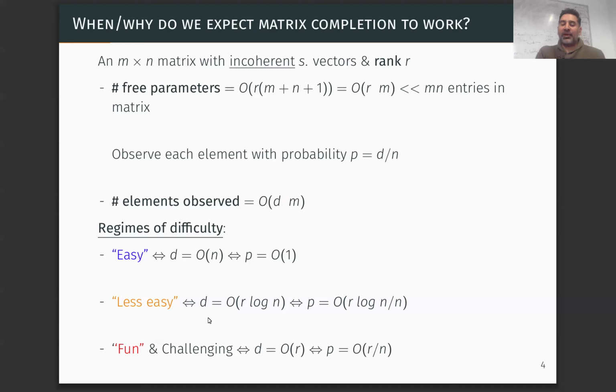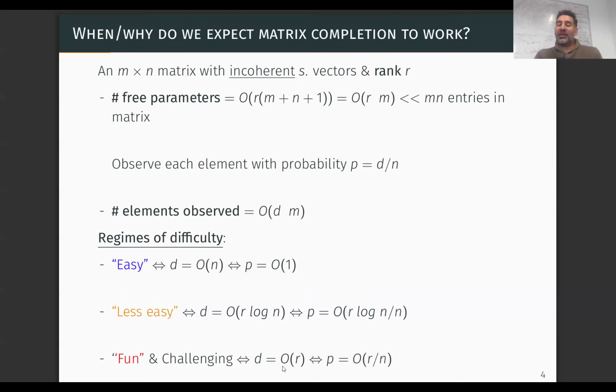In contrast to that, if you have d to be roughly order r log n, or p is going to 0, but has this numerator that's r log n divided by n, then you might imagine, based on this argument, that, okay, we have slightly more elements that are observed, by a factor of log n, relative to the number of free parameters, so we should be able to do it. But of course, you're getting to the edge of difficulty, so to speak. And of course, the part that gets more interesting is when the number of parameters does exactly, if you would, match the number of elements observed.